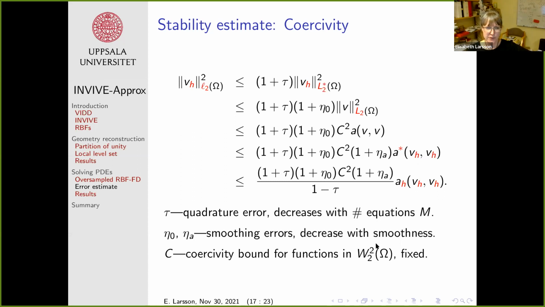And then what we have here is coercivity for the discontinuous trial space and the discrete norm, which is nice. And of course, it should be noted that, like I said, this tau has to be smaller than 1. Otherwise, we don't have coercivity. But what we can see then is we have coercivity if the oversampling is large enough, because then tau will be small enough and everything will be nice.